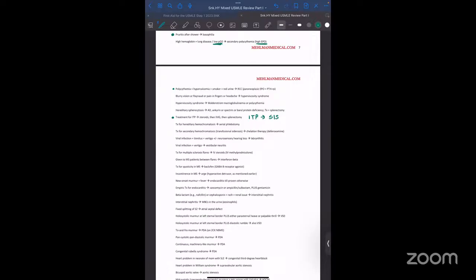Then treatment for hereditary hemochromatosis is serial phlebotomy. Treatment for secondary hemochromatosis is for transfusion siderosis. Then we'll give chelation therapy, which is deferoxamine. Yes, this is important. It's a difference. If it's hereditary, then we remove the blood with serial phlebotomy. If it's secondary, which is due to getting transfusions, here we have to do chelation therapy with deferoxamine.